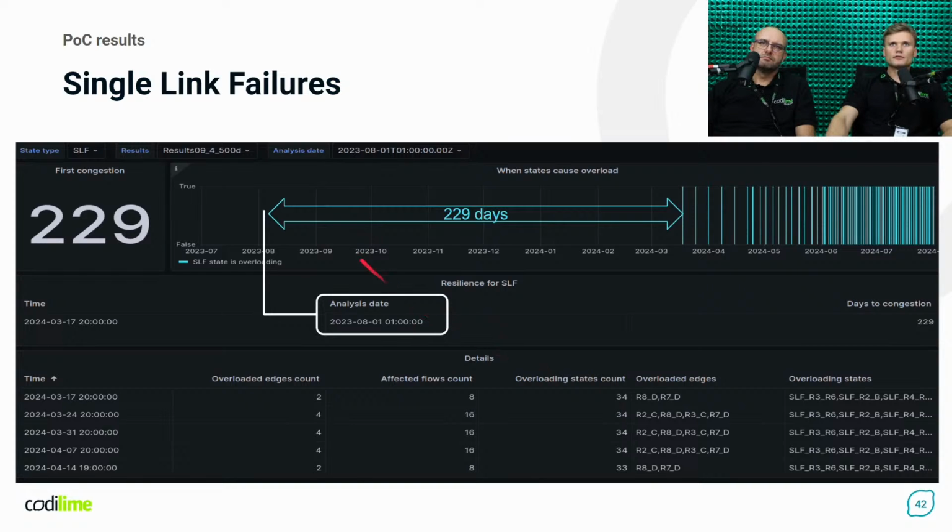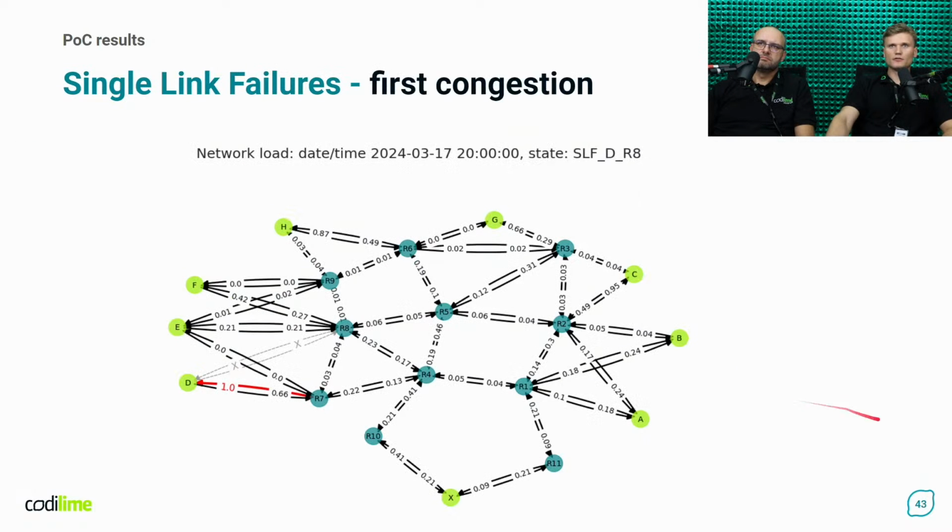For the single link failures, we have 229 days to the first overload. There will be two possible links that can be overloaded because of the different possible link failures. We visualize one of the failures, when the link between D and R8 stopped working, so the link between R7 and D attained its maximal capacity, 100%, and we have overloads.